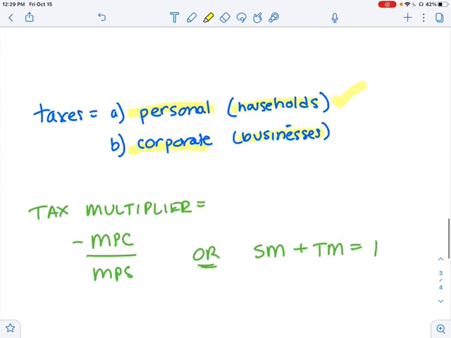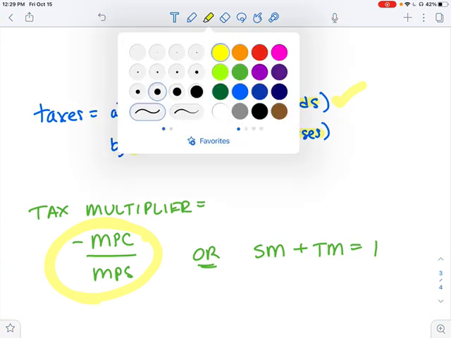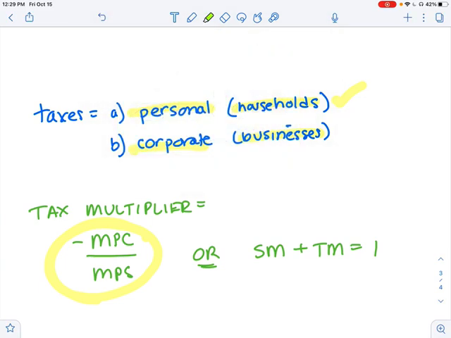The tax multiplier, these are some formulas that you need to commit to memory, is the negative marginal propensity to consume divided by the marginal propensity to save. From my experience, that formula is kind of difficult for students to remember. So there's actually an easier way for you to remember what the tax multiplier is.